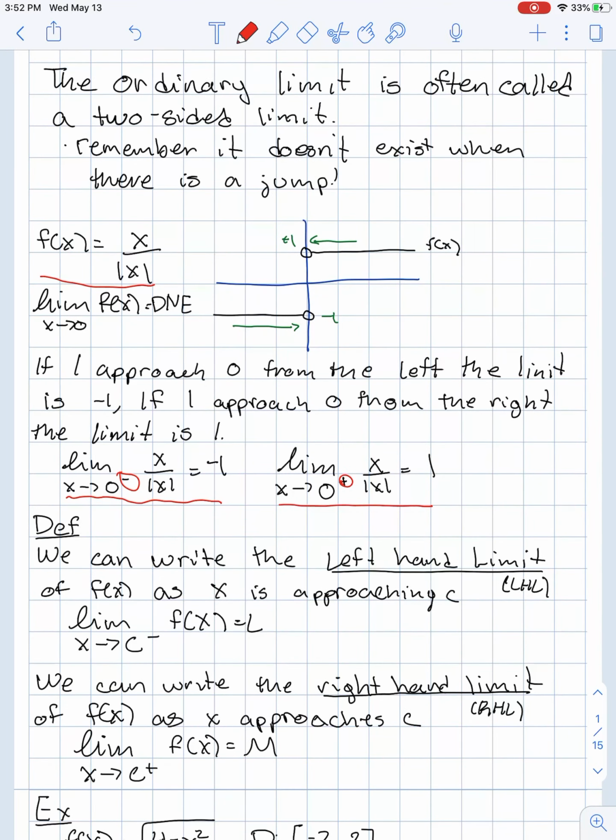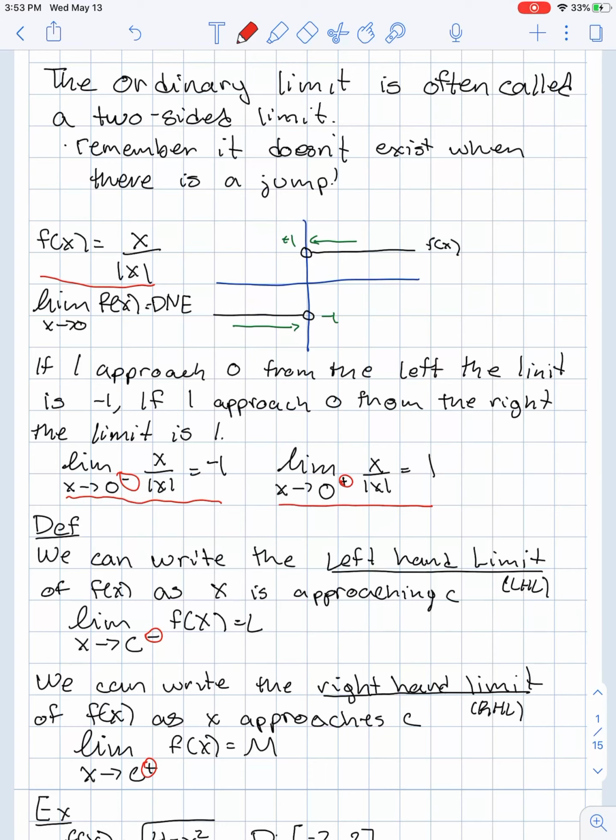So we say that the left-hand limit, I also call it LHL for shorthand, of f of x as x approaches c is the limit as x goes to c with a 0 in the superscript of f of x equal to L. We can also write that the right-hand limit, also abbreviated RHL, of f of x as x approaches c is the limit as x goes to c with a plus as a superscript of f of x equals M.